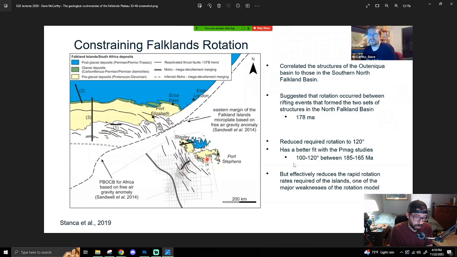One of the major weaknesses of the model is this rapid rotation rate. I don't find it that weak because it's kind of interpreted. One of the reasons is, well, how's that happening? It's plate tectonics, blah blah blah, plate tectonics, blah blah blah. If it rotated 180 degrees based on evidence, then maybe it did. But the fact that 120 is a little easier to explain, I wouldn't say it's a major weakness per se. It's more of a major weakness in the modern paradigm of plate tectonics. Okay, so that was those.